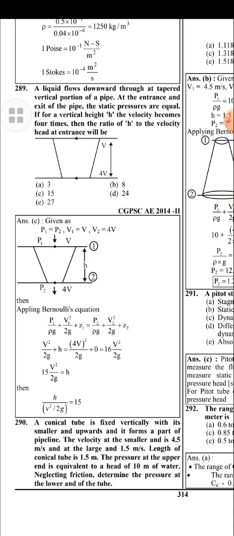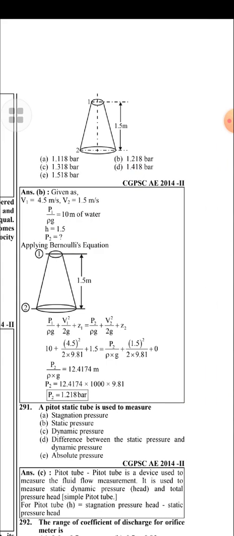A conical tube is fixed vertically with its smaller end upward and it forms a part of a pipeline. The velocity at the smaller end is 4.5 meter per second and at the larger end 1.5 meter per second. The length of the conical tube is 1.5 meter. The pressure at the upper end is equivalent to a head of 10 meter of water. Neglecting friction, determine the pressure at the lower end of the tube. So here the value of P by rho g is given as 10 meter of water, h is equal to 1.5, velocity V1 is 4.5 and velocity V2 is 1.5 meter per second. From here the value of P2 will come out to be 1.218.